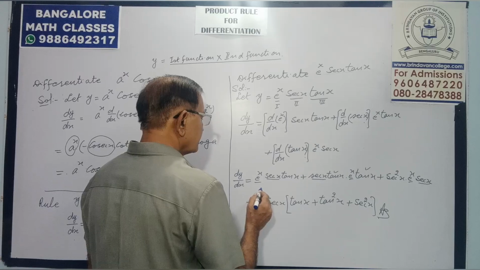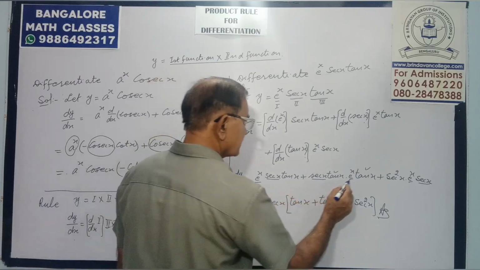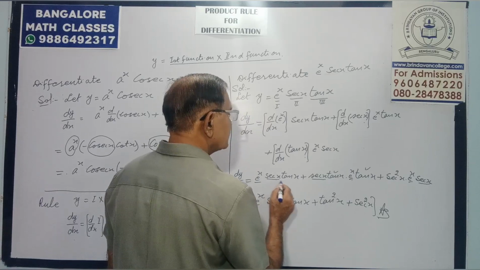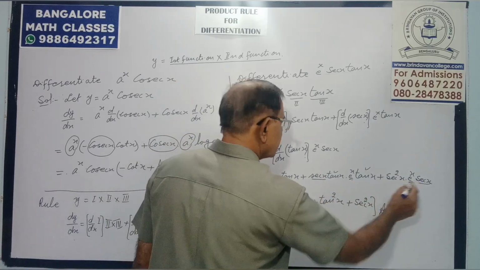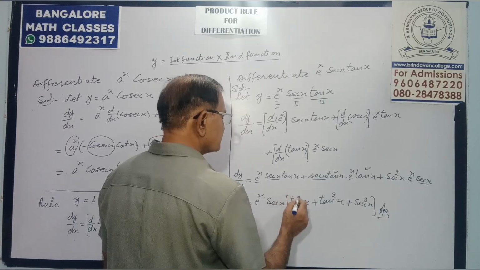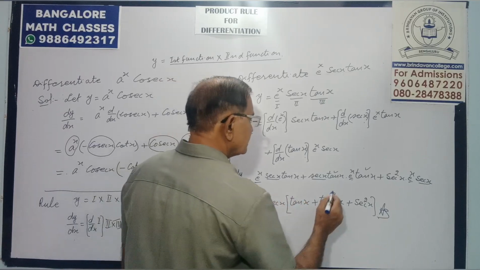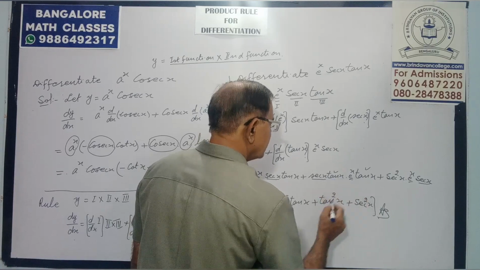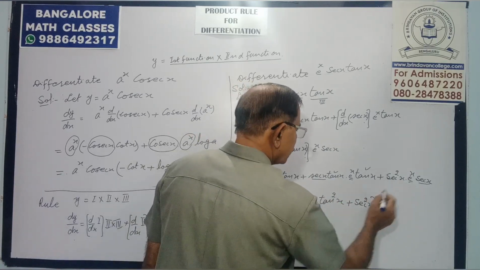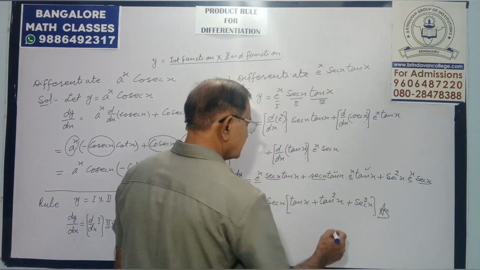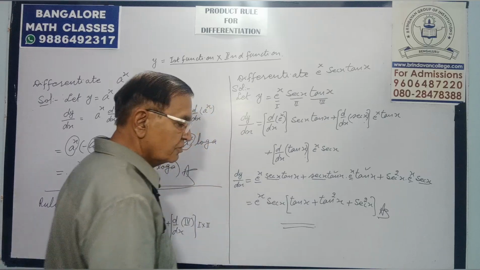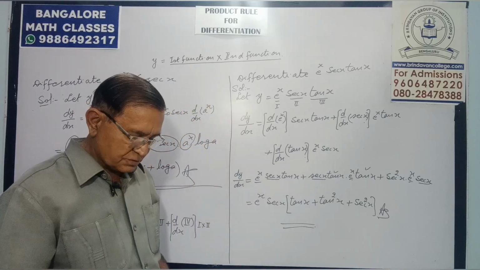Now from here, e power x, e power x, e power x we can take out. Secant x and secant x we can take out. We are left in the first term with tan, in the second term with tan and tan square, plus secant square. So that will be the answer for this sum. That is how we can go with the product rule.